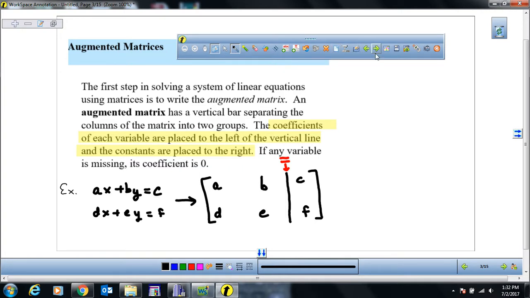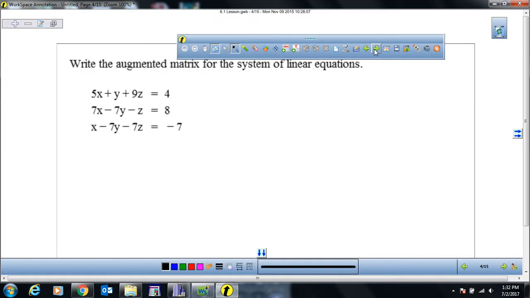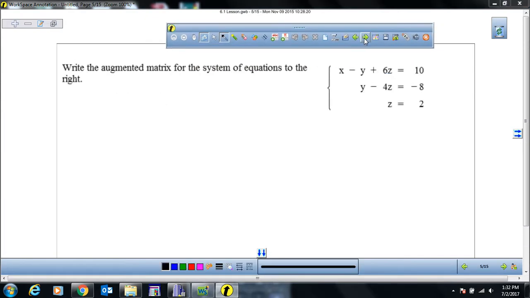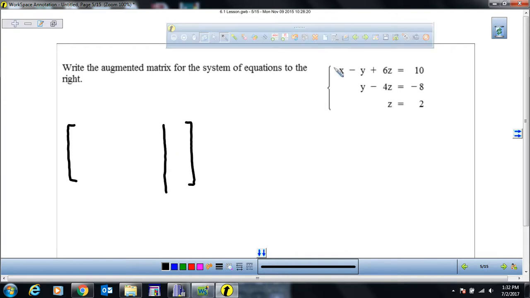Now, let's go ahead and write the augmented matrix for the system of equations here. As we can see, the first equation contains x, y, and z, so we just need to look at the coefficients. The coefficients are 1, -1, and 6, and the constant is 10. The constant goes on the right side.